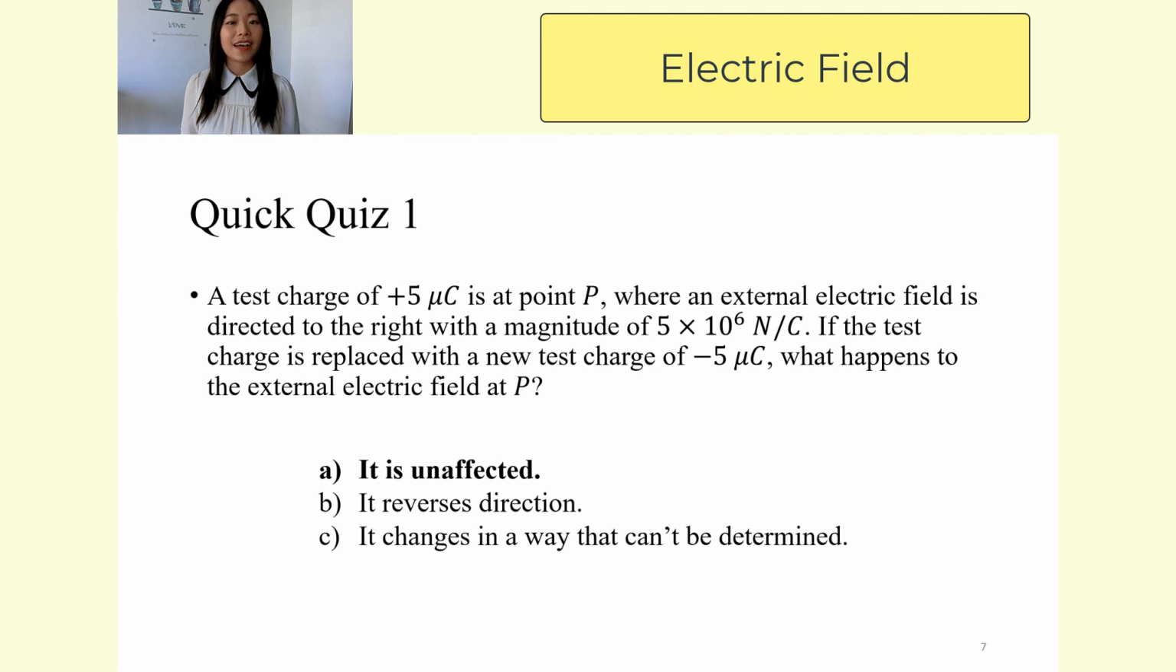The answer is A. It is unaffected. Because, remember, electric field is not dependent on the test charge. It is dependent on the source charge only. So in this problem, we only change the test charge. So the electric field at P would be the same.